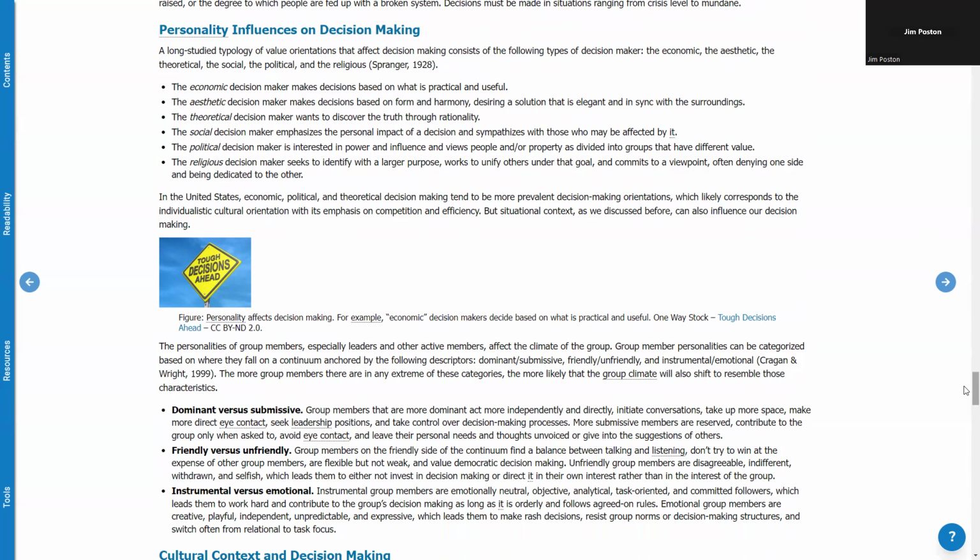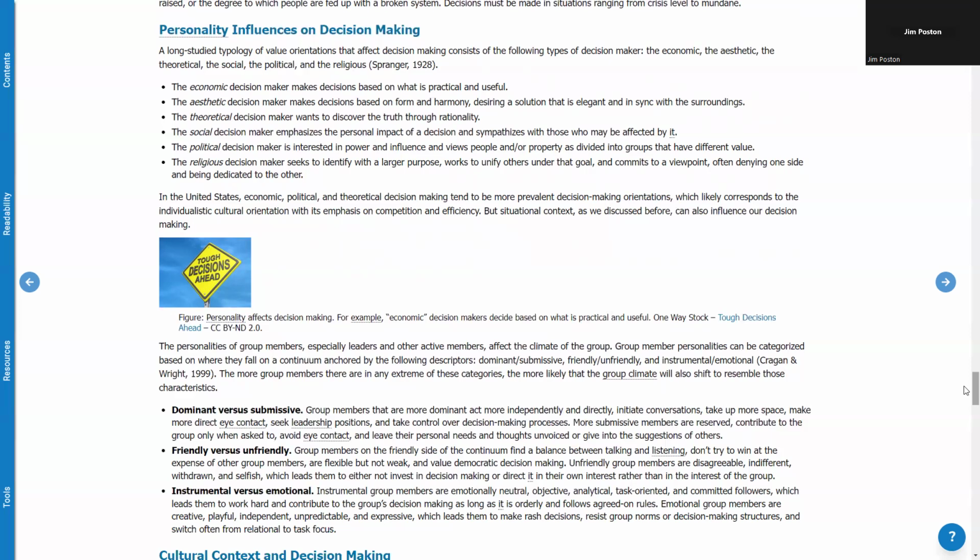The aesthetic decision maker makes decisions based on form and harmony, desiring a solution that is elegant and in sync with the surroundings. The theoretical decision maker wants to discover the truth through rationality. The social decision maker emphasizes the personal impact of a decision and sympathizes with those who may be affected by it. The political decision maker is interested in power and influence and views people and our property as divided into groups that have different value.